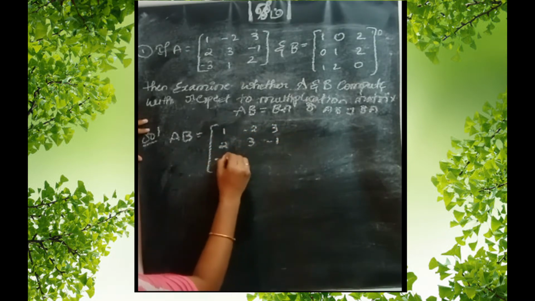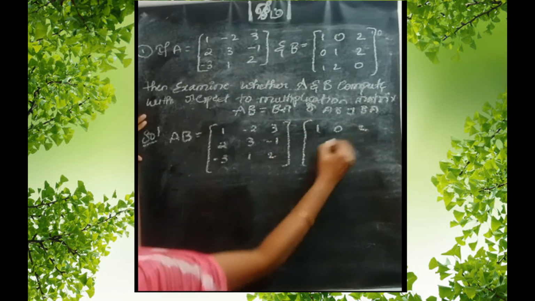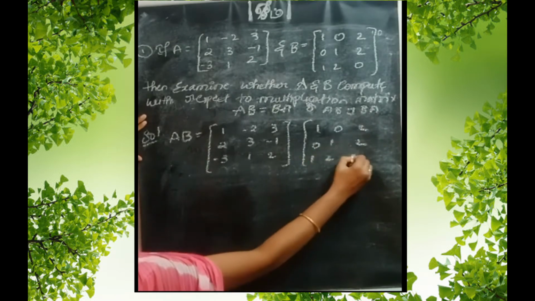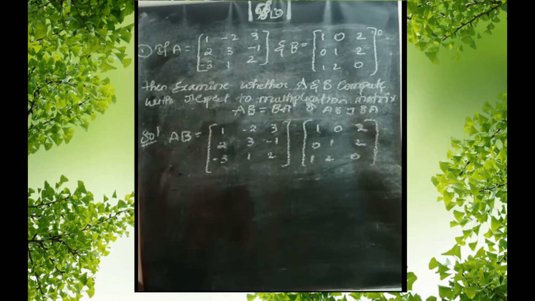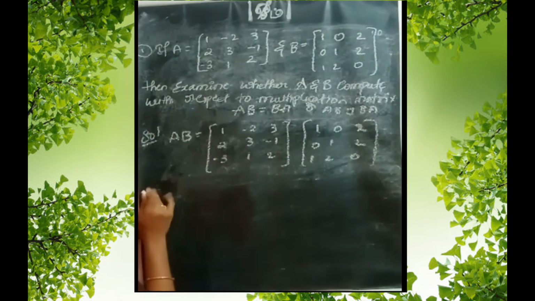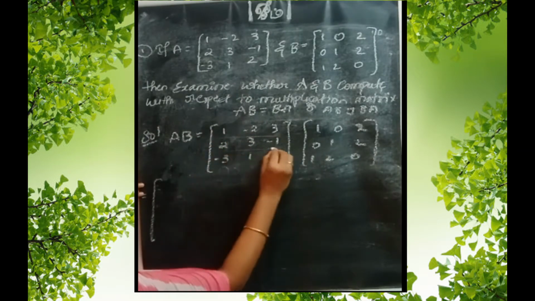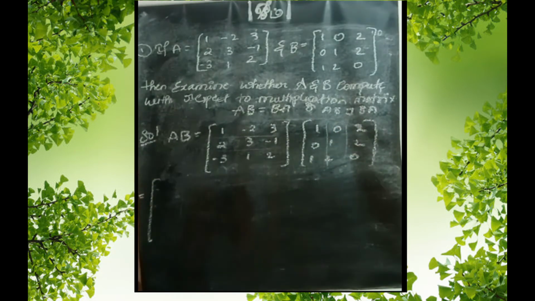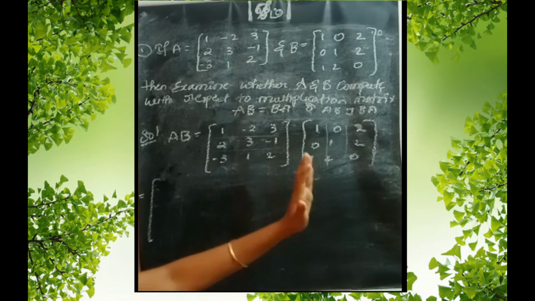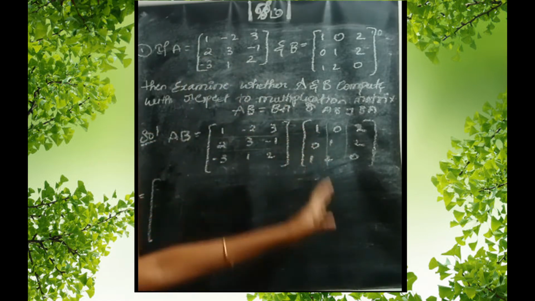A is 2 3 minus 1, minus 3 1 2, and B is 1 0 2, 0 1 2. We have to multiply. Don't confuse between addition and multiplication. Now I'll write here. First keep it like this, lightly with pencil. The first matrix should be in rows and the second in columns.